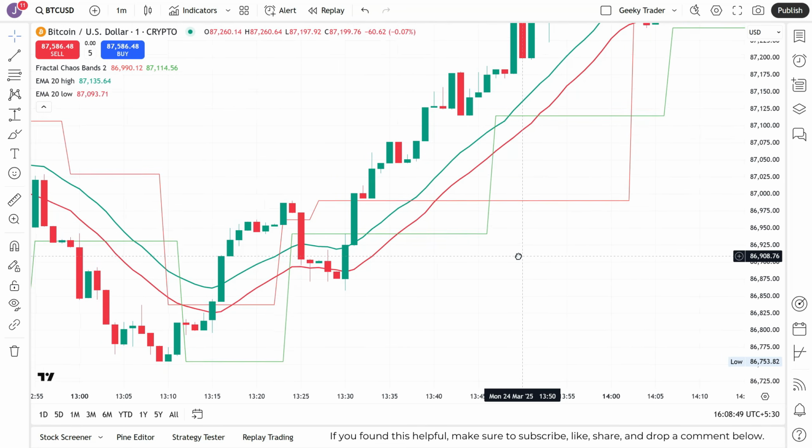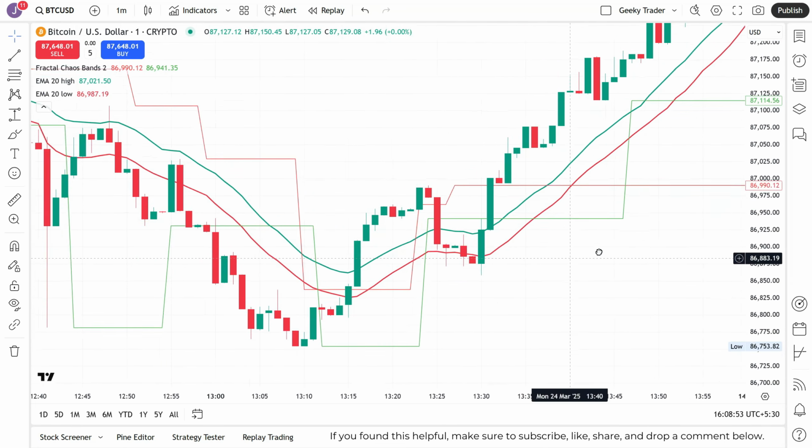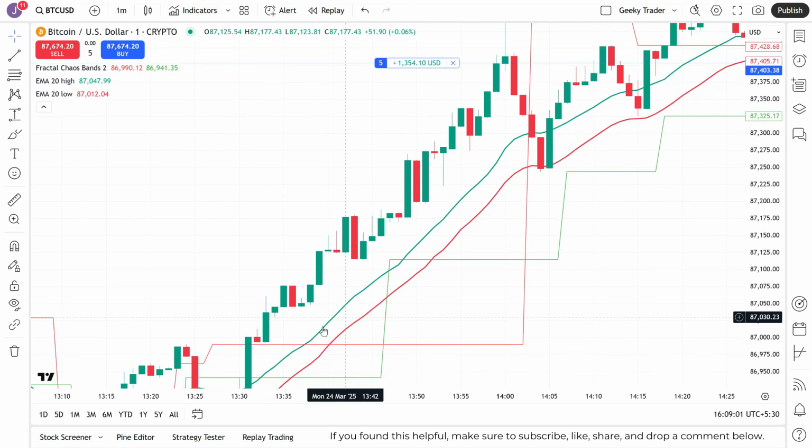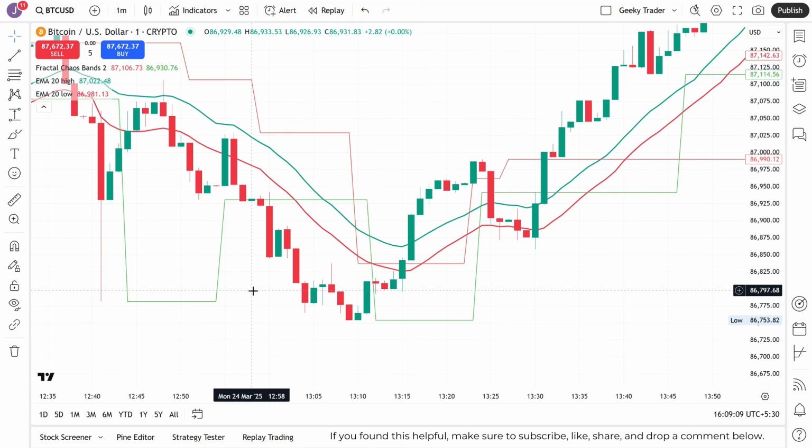Here we can see that the price has closed above the 20 EMA high, green line, and has also broken above the upper fractal chaos band, which was acting as resistance. This confirms a buy signal, indicating that the market has gained bullish momentum. Once we enter the trade, the strategy is simple. Ride the trend as long as the price stays above the 20 EMA high. Exit the trade when the price closes below the 20 EMA high line, signaling a potential reversal or weakening momentum. Now let's check out one more example to solidify this concept.